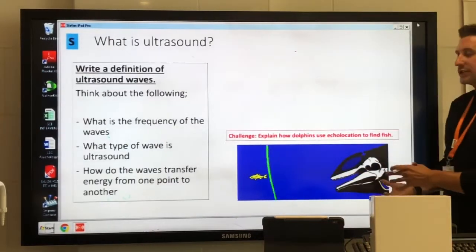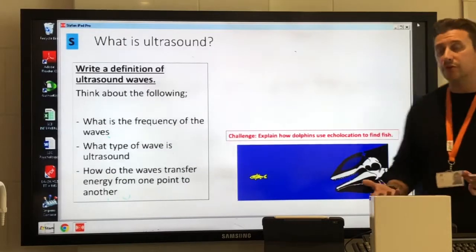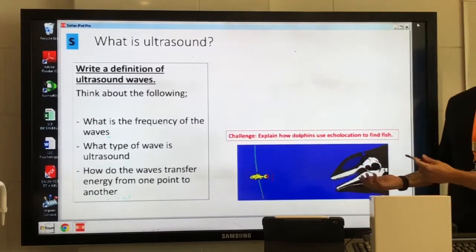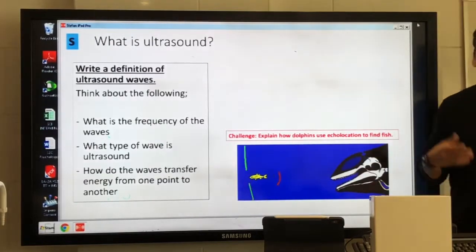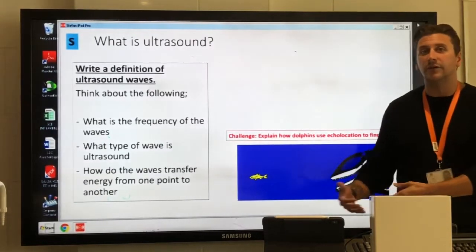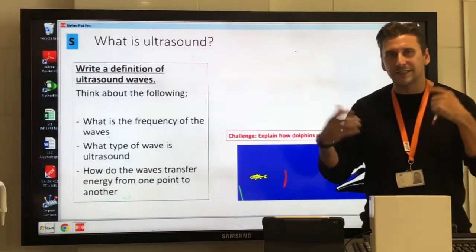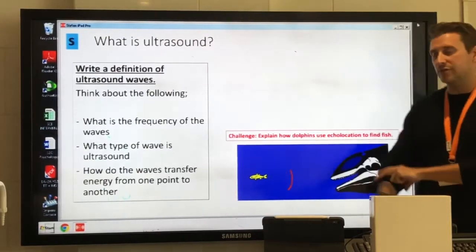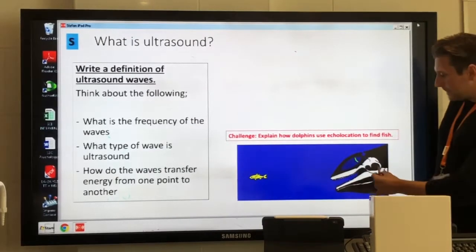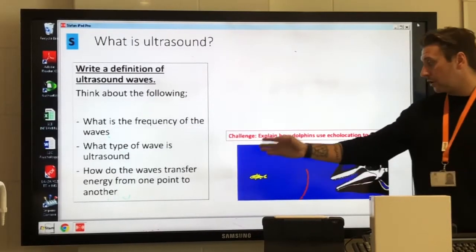Now, in order to actually explain how ultrasound is used for echolocation more specifically, we need to look at what's going on when a dolphin, for example, sends out a pulse of ultrasound, and then what the maths is taking place to determine a distance to an object using ultrasound. So the dolphin emits the ultrasound, which goes off into the ocean.